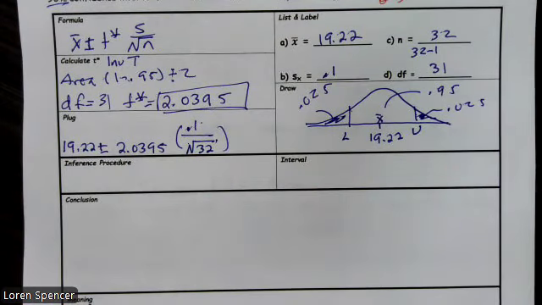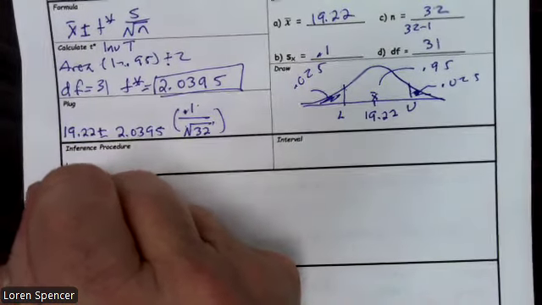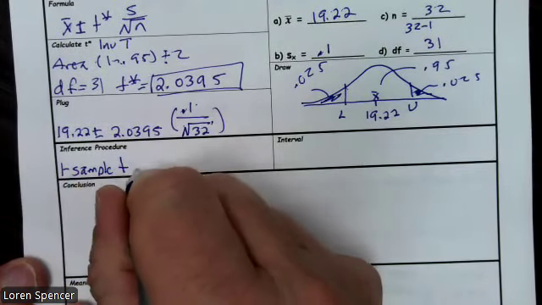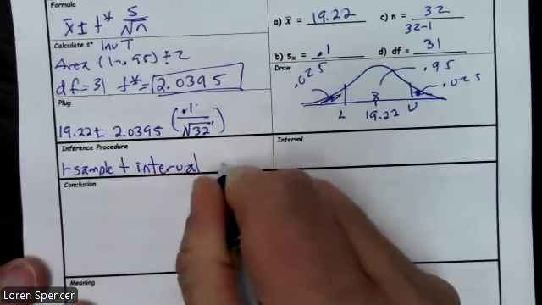All right, inference procedure. Well, we only had one sample, so we're going to tell them that. One sample. The distribution is the t. We're running an interval. For what? For means.